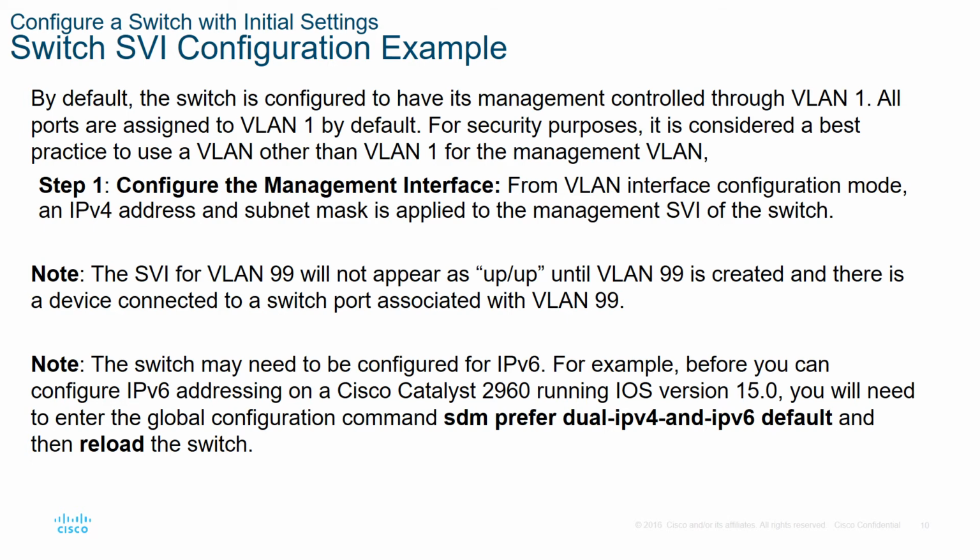In case the switch needs to be configured for IPv6, you have to use the following command in the global configuration mode. The command is sdm prefer dual-ipv4-and-ipv6 default. After executing this command, you have to reload the switch. Then only you can use IPv4 as well as IPv6 simultaneously in the switch.